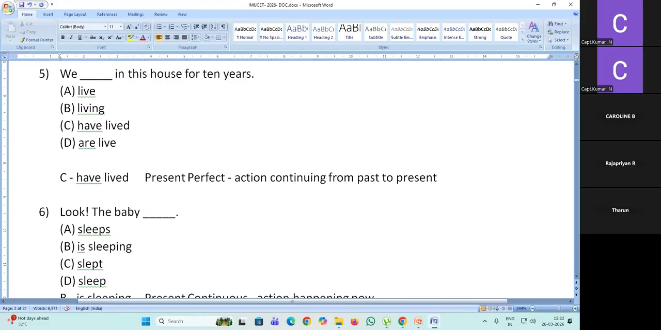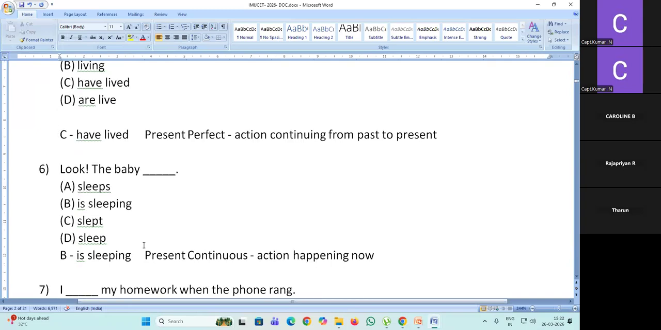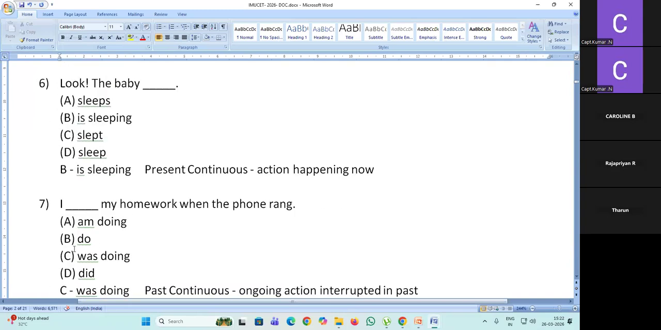Look, the baby dash. What will come? So we are telling look. That means that action is happening at the time of speaking. So it is present continuous tense. Look, the baby is sleeping. Next one.